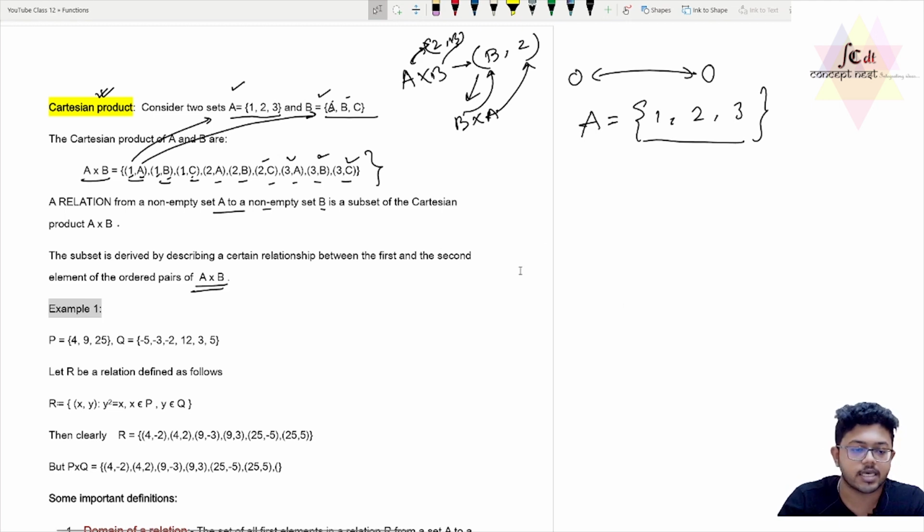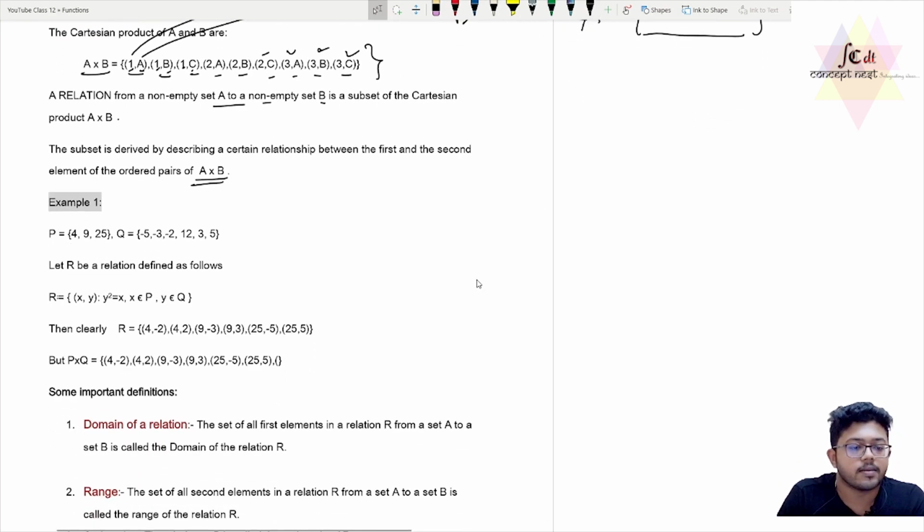Right? So let's see an example. Example 1. P equals {4, 9, 25}. It's just a set, for example. And Q is {-5, -3, -2, 2, 3, 5}. Let R be a relation defined as follows. Now we'll define that certain relationship, because all the elements of the Cartesian product won't fit into the relation. In certain cases there will be, but in general, no. There is a certain relationship by which the sets are connected with each other.